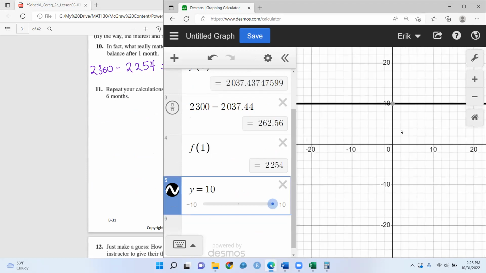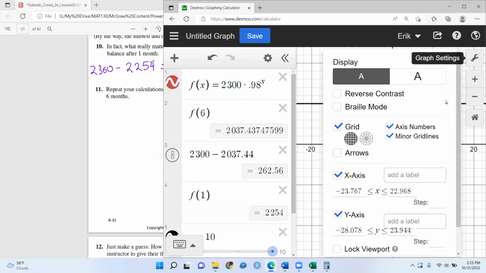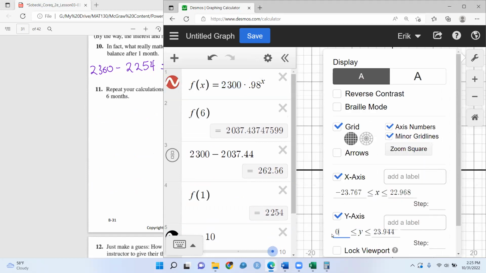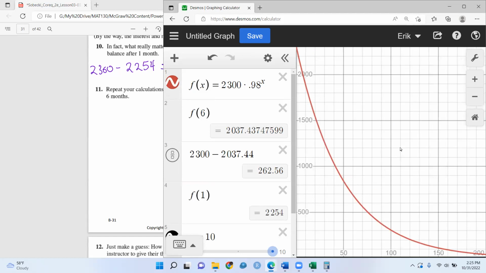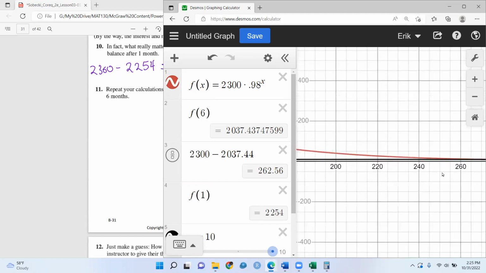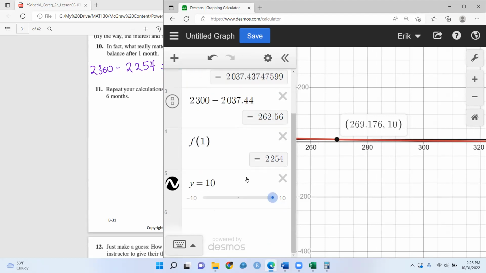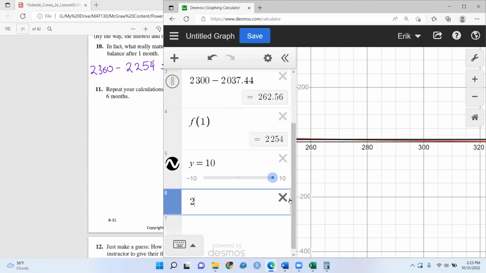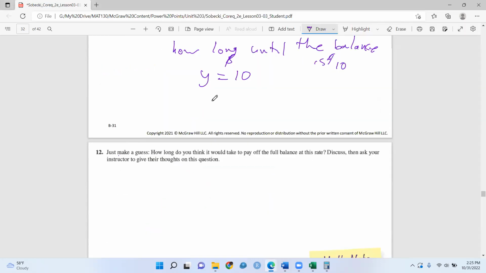Here's the 10. Now I've got to zoom way out. In fact, I know my starting value is 2300, so I'm going to change my y to go from 0 to 2300. And x is in months. Let's go 0 to like 200 and just see if it shows up. It did. Maybe that was a little too much. There we go. Ooh, it's going to take us 269 months to get to $10. So just 22 little years.